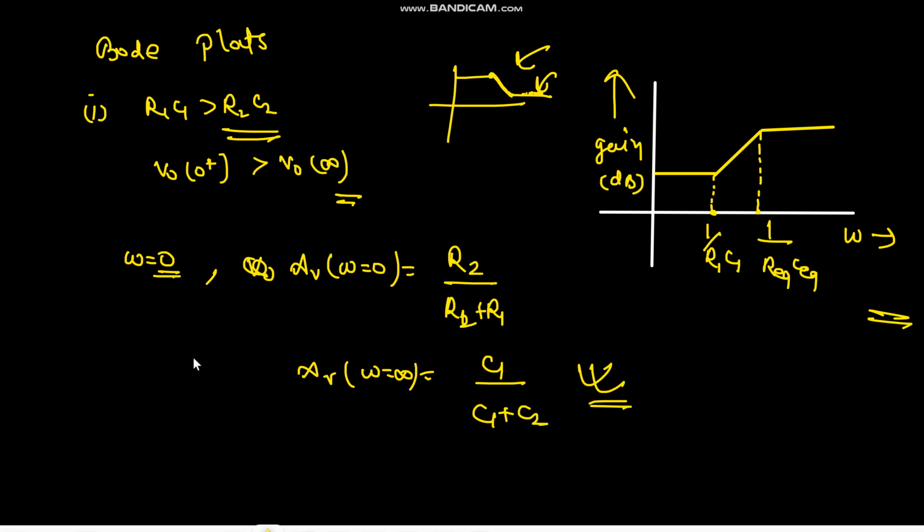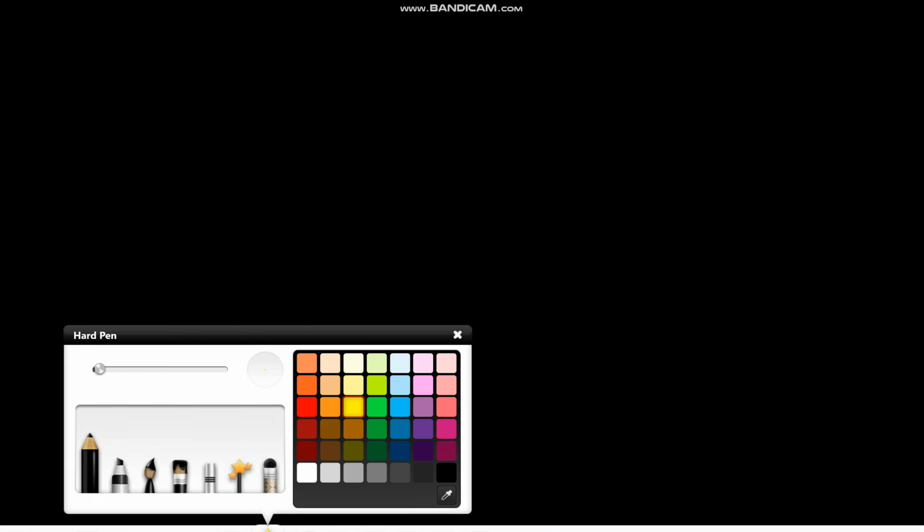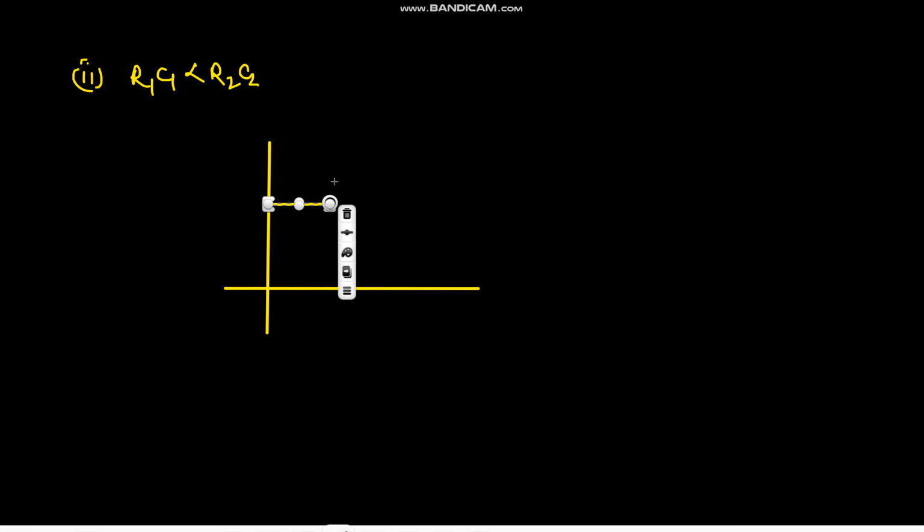So this one is for the first condition, and for the second condition you can draw on your own. R1 C1 is lesser than R2 C2. So you can draw it on your own, I guess. So it would go something like this. Fine. So by seeing the gain at low and high frequency, we can really comment on the nature of the Bode plot as well. Like first, what will come, pole or 0? We can comment on that only by seeing the gain at high and low frequency.